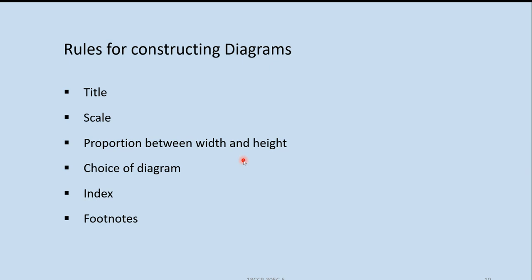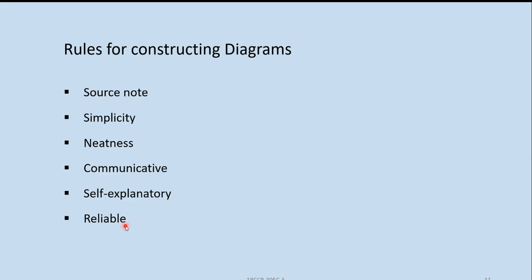And then some things we have to indicate on the graph paper also, or the diagram also. For example, the title is to be written on the top of the picture, and the scale is to be written on the top right hand corner of the graph paper. Likewise, proportion between width and height should be maintained, and the index and footnotes are also written normally on the top right hand corner of the graph paper. So likewise, we have to write some more points on the graph paper also. Some more rules are there.